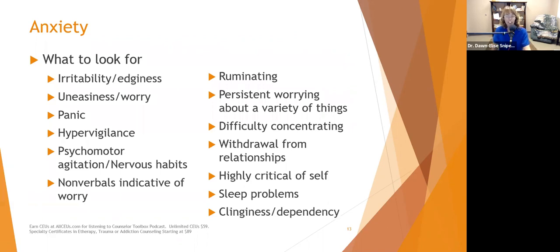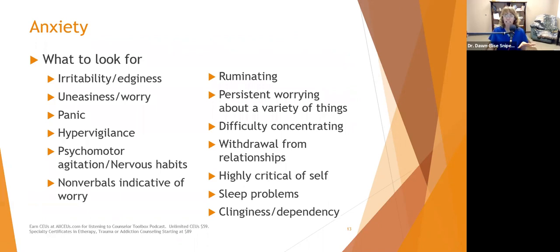Psychomotor agitation, these nervous habits. A lot of times people who are anxious will be shaking their foot or moving their hands. They even have the little fidget spinners and stuff now for people who need to be moving a lot. That can be anxiety. We do want to look at what is causing this person to feel like they have to move constantly.